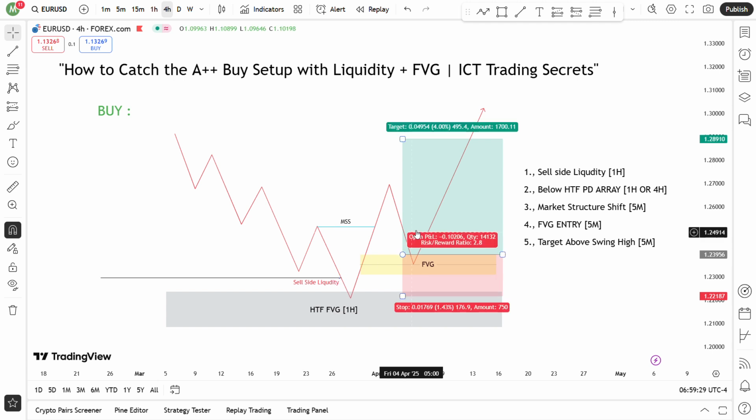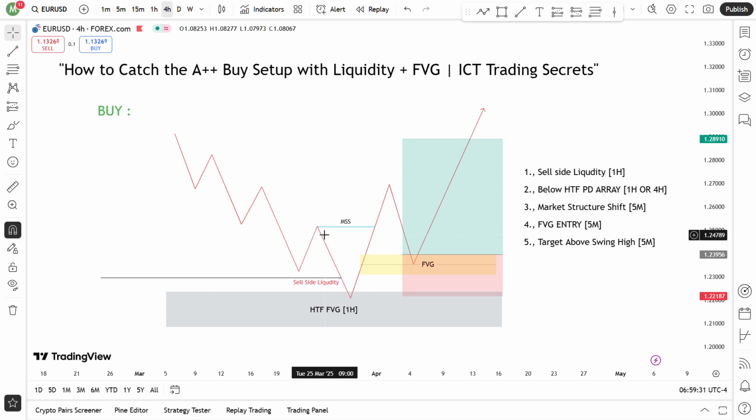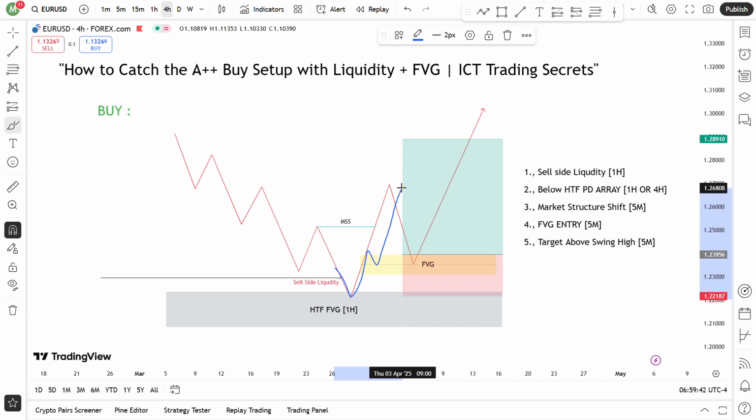So after sell side liquidity, we are waiting for a market structure shift, which is known as a trend change. How do we find whether this reversal is correct or not? If the market takes a liquidity point, after that it will give a huge displacement like this. So if there is a displacement, we think a reversal is going to happen.